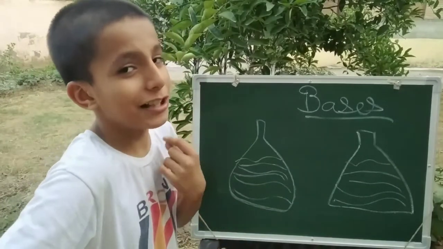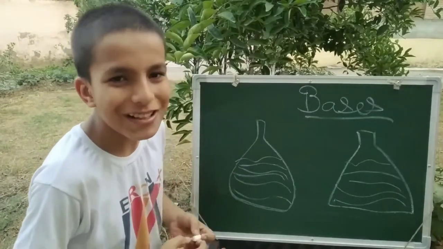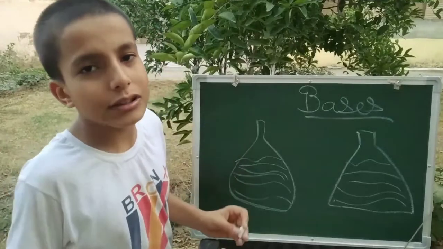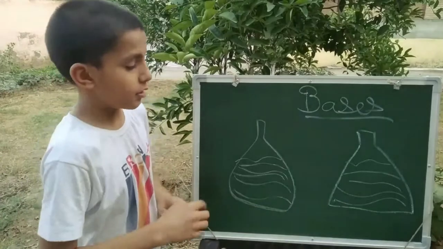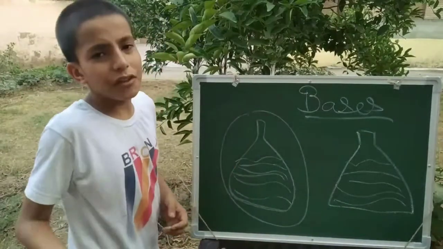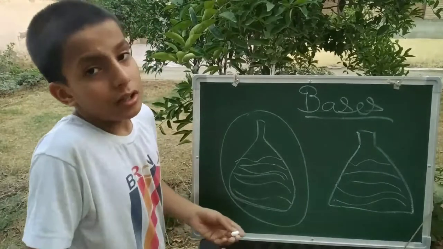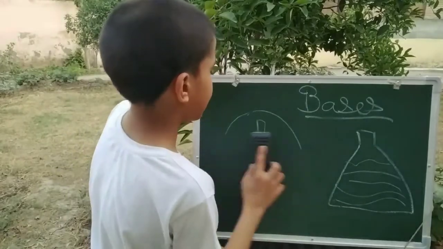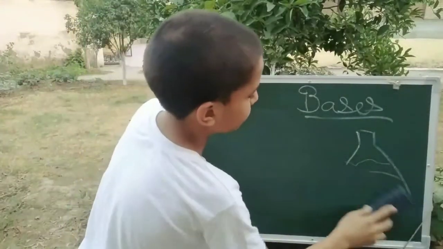The soap water is a base because it is bitter in taste. But don't taste this soap water because it is harmful for us. There are many harmful toxic substances in it. This lemon water, we know, is sour in taste, and we can drink it and taste it. It means it is an acid. So we say that acids are sour in taste and bases are bitter in taste.